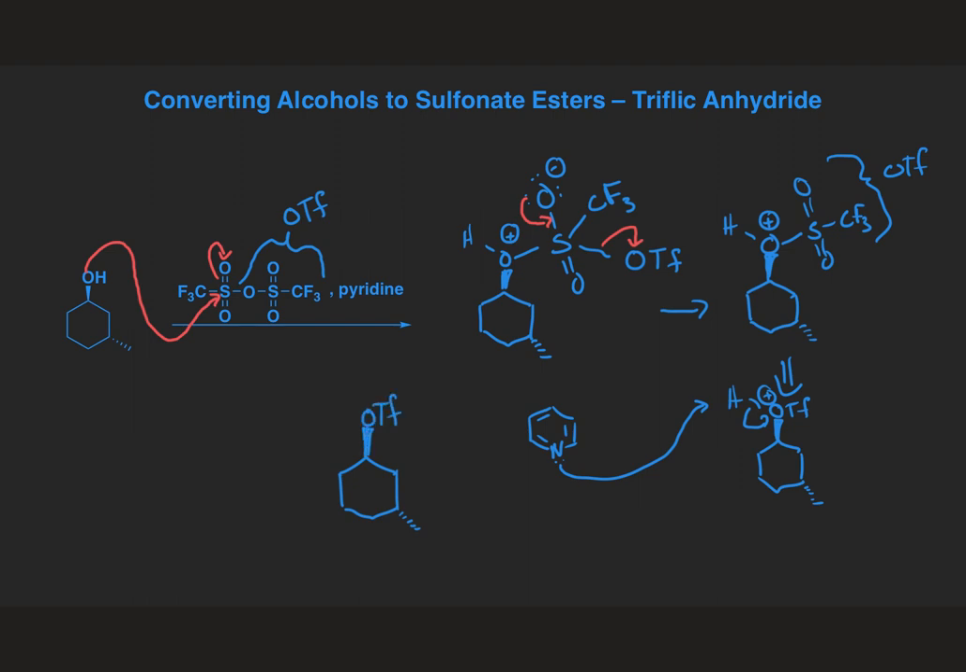It's worth noting that when you convert an alcohol into a leaving group, into a triflate or a tosylate or any other sulfonate ester, the oxygen here is the same oxygen that was in this alcohol up here. And so whatever the configuration of your alcohol was, it's going to be the same in your final product.